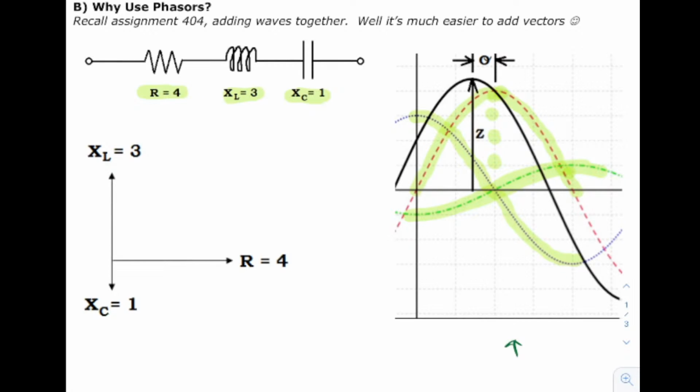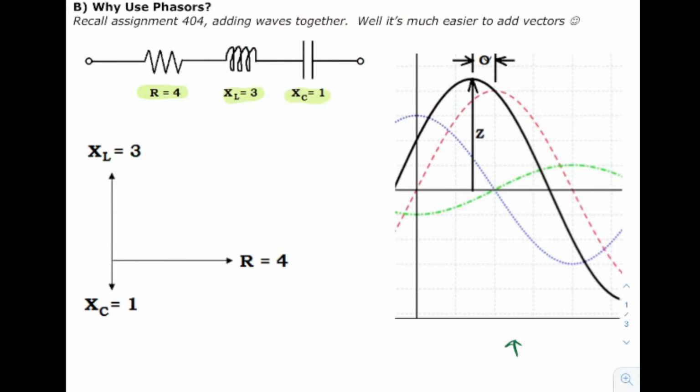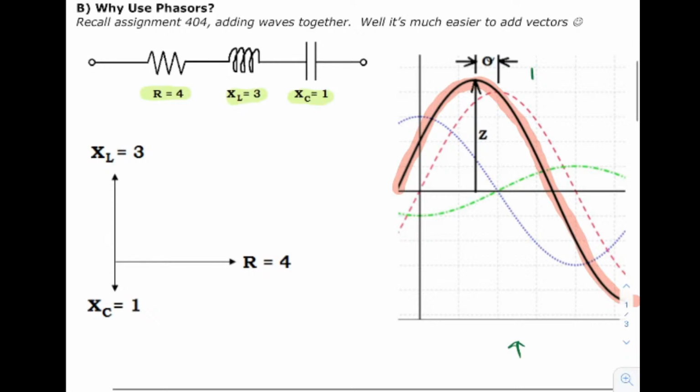And so then we added up our waves point by point, which was admittedly a bit tedious. And what we ended up with for the total across the whole circuit was this black wave here. And this black wave, like I said before, is called the impedance. And something tells me I want to use red ink for that because I used a red wave. That's called the impedance, the Z.